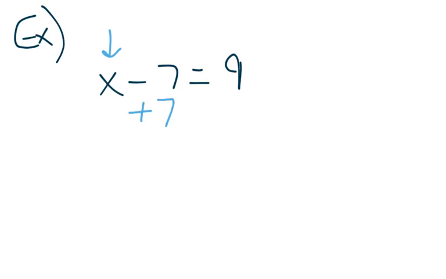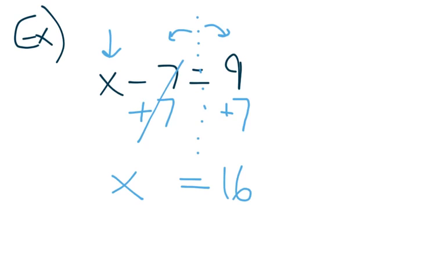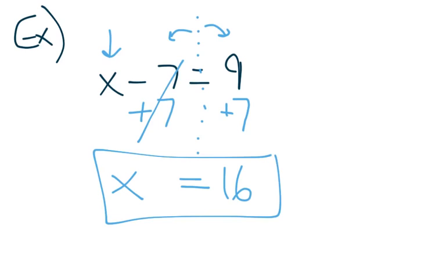Now here is where we use a mirror line. The idea is whatever happens on the left-hand side of it also has to happen on the right-hand side. So here we have to add 7 to both sides. And we end up getting nothing on the left-hand side except x. We have now completely isolated the variable. And we have 16 on the other side. So there's our final answer, 16.